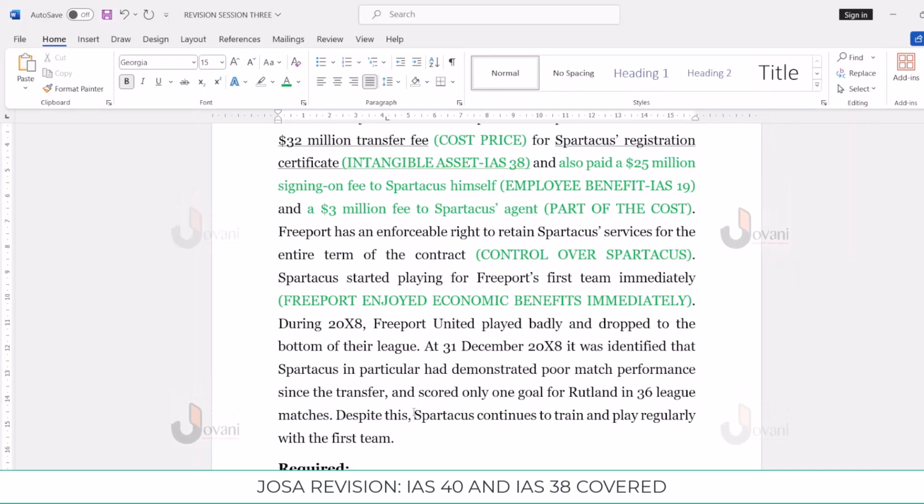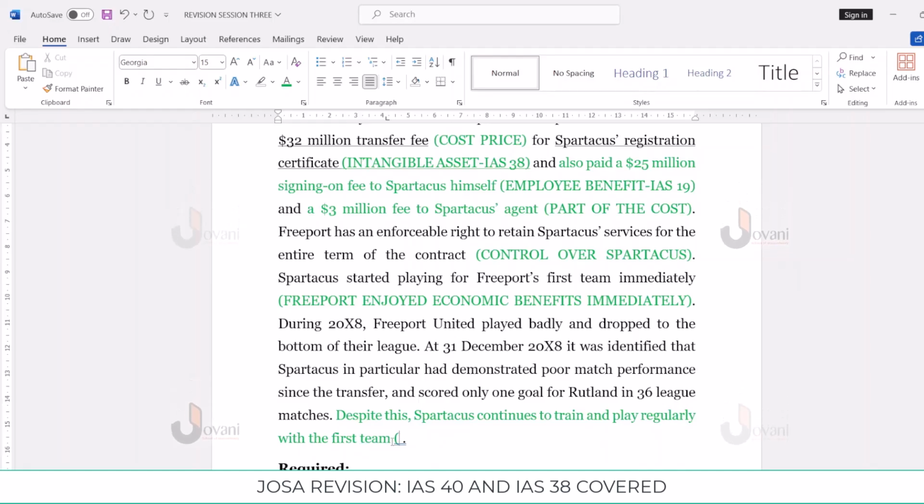Despite this, Spartacus continues to train and play regularly with his team. So what we should know is, what are the indicators of impairment? This guy has poor performance, but have they dropped him? Can someone answer? Has he been dropped? No. What does No mean? They haven't dropped him. So since they have not dropped him, this guy is not impaired, because he continues to give them value.